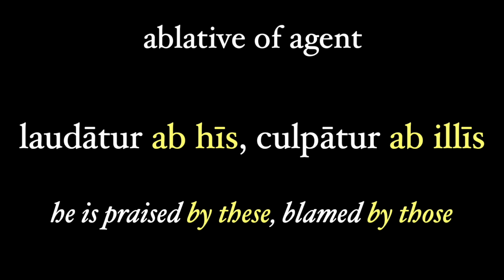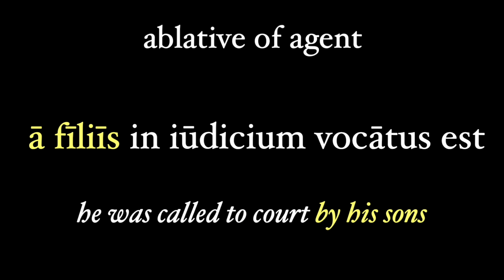Laudator ab his, culpator ab illis, from Horace. He is praised by these, blamed by those. The his and illis are our ablatives of agent, the doers of the praising and blaming. A filiis in judicium vocatus est. He was called to court by his sons. The sons are the agents, or doers, of the calling. So those are good examples, and let's get into some discussion of this use.